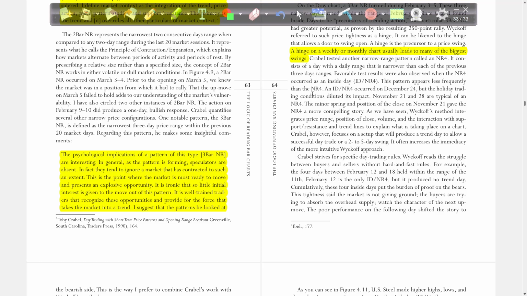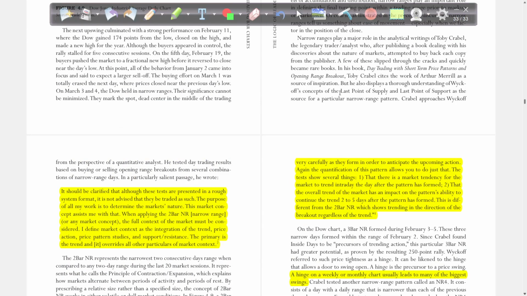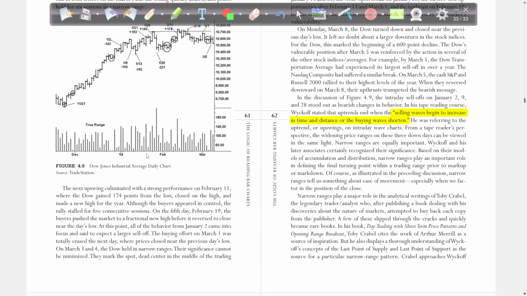This pattern appears less frequently than the narrow range 4, and an inside narrow range 4 occurred on December 24th, but the holiday trading conditions diluted its impact. December 24th.